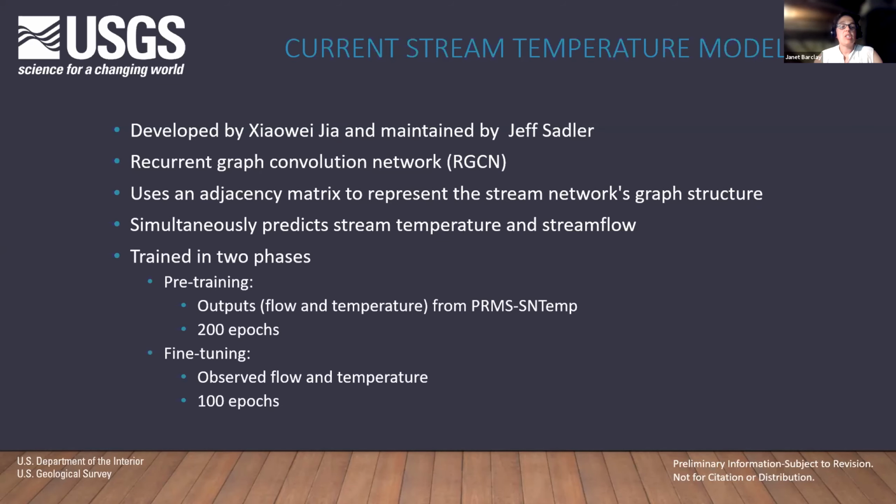The model is trained in 2 phases: a pre-training phase and a fine-tuning phase. In the pre-training phase, the model is trained to outputs from SNTemp, which is a process-based model that simulates daily stream temperatures using outputs from the Precipitation-Runoff Modeling System. The benefit of this is that data from SNTemp are abundant. We have a temperature for every reach every day, which provides ample information for the model to establish the coarse scale temperature patterns. And then in the fine-tuning phase, the model is further refined using the observed temperatures.